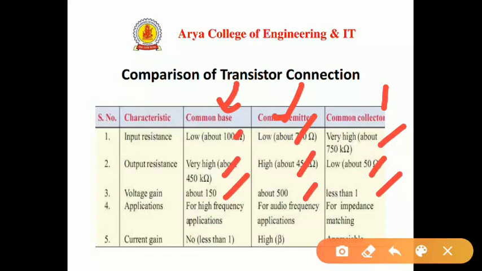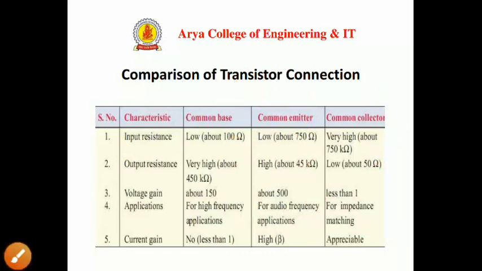We have some applications for different configurations. For high frequency applications we will use common base configuration, and for audio frequency applications we have common emitter configuration, and for impedance matching we will use common collector. And another is current gain. Current gain is less than 1 in common base and high in common emitter, and it is appreciable in common collector configuration.